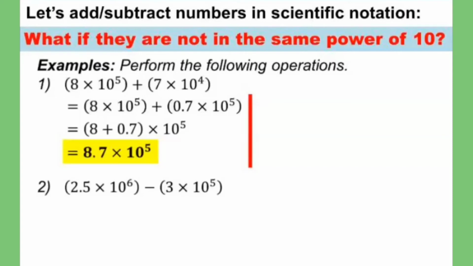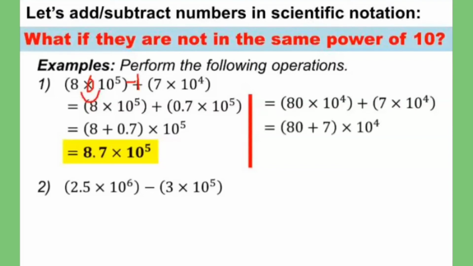Pwede naman nating i-adjust ang exponent sa ating scientific notation na 8 times 10 raised to the power of 5. Babawasan lang natin ng 1 ang exponent na ito. At para mangyari yan, kailangan nating i-move ang ating decimal point going to the right side. So we have 1. Maglagay lang tayo ng 0. We have now 80 times 10 raised to the power of 4 plus 7 times 10 raised to the power of 4. We can now add 80 plus 7 times 10 raised to the power of 4.